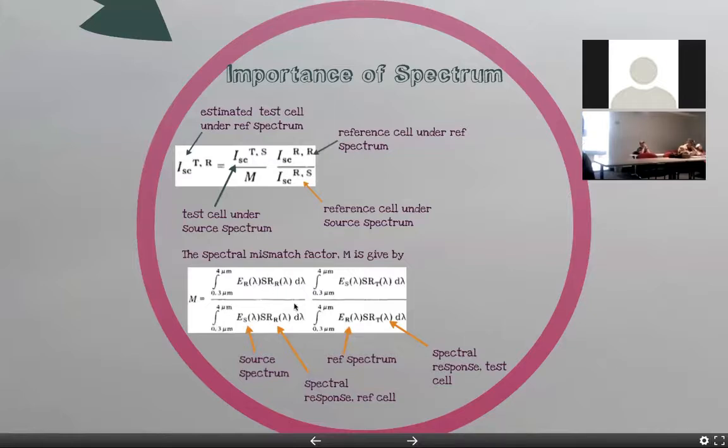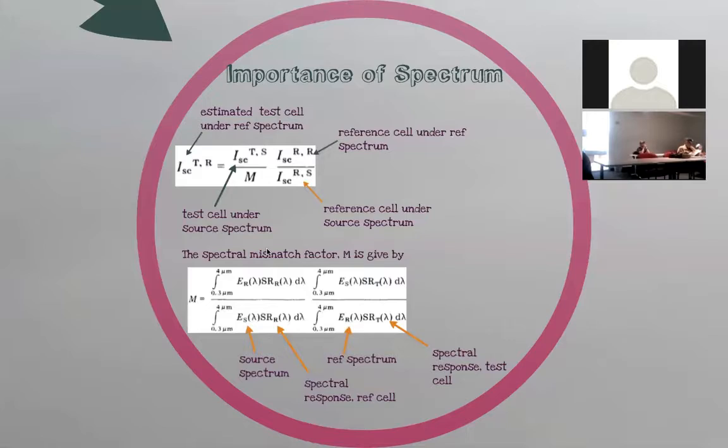Now you divide that by this integral, which is exactly the same as this, except now you're doing it for the source spectrum, S, the source that you have. You multiply by the spectral response of the reference cell. In other words, what happens when the reference cell is put under the spectrum of the source that you have. And then you have another ratio here, which is again the same thing, except now you're doing it for the test cell. So this is the source spectrum multiplied by the spectral response of the test cell, and the reference spectrum multiplied by the spectral response of the test cell. Essentially it's a way to correct for the spectral mismatch between the source spectrum that you have and the reference spectrum that you're supposed to report the efficiency for.